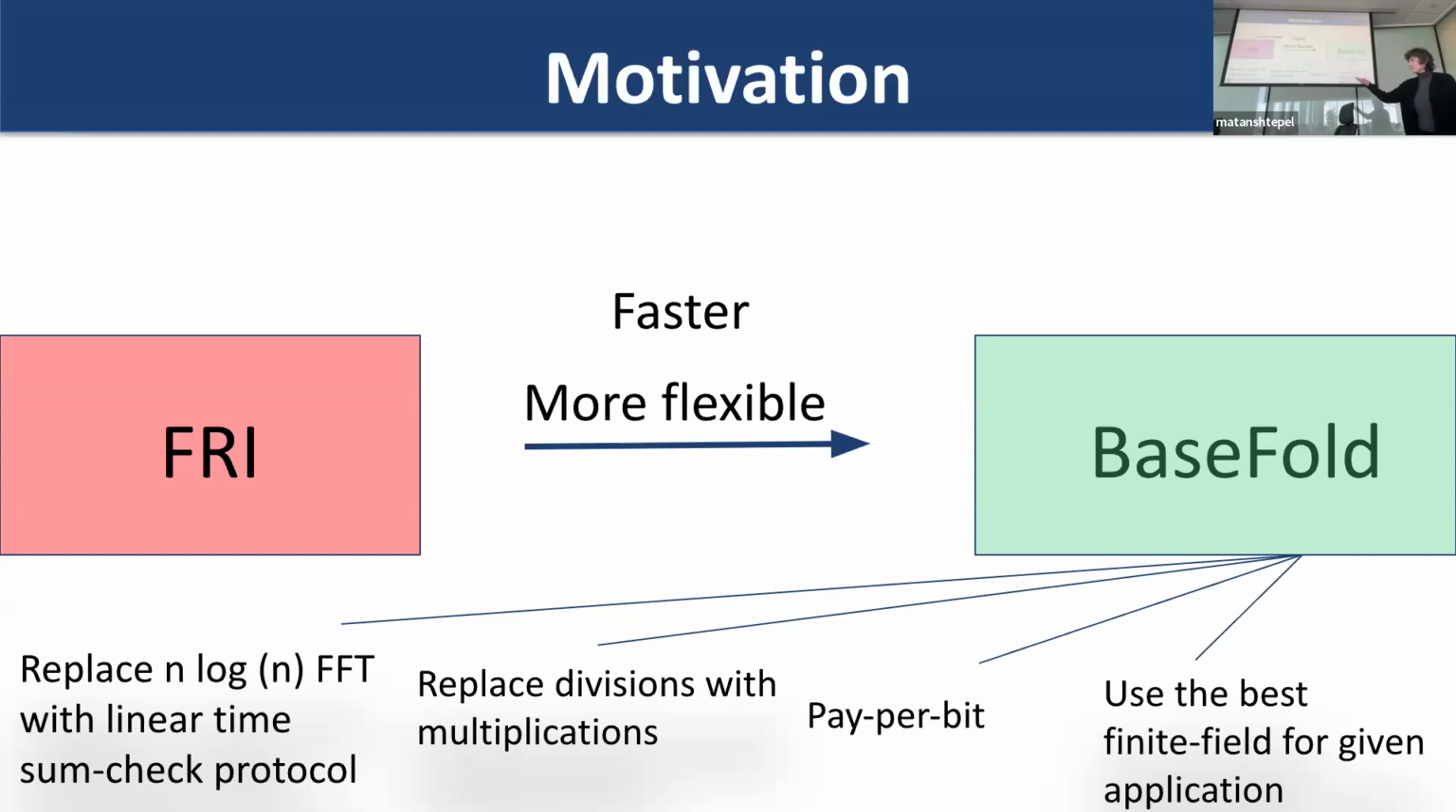These are some ways that multilinear schemes can be better. First of all, in the SNARK, you replace an n log n FFT with the linear time sum-check protocol. Two, you replace divisions with multiplications, and multiplications are faster than divisions. Then there's work called Binius, which I'll discuss in a second, where they showed that with multilinear polynomials, you can pay per bit of thing you're committing to. So if you want to commit to a bit, you don't have to use a large field element to commit to it. And finally, you can use the best finite fields for the application. That's related to a different result of BaseFold, not multilinear.